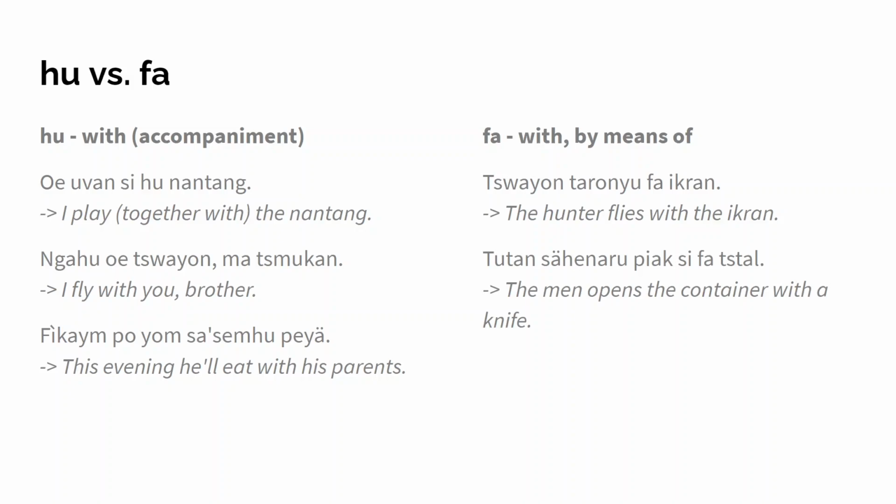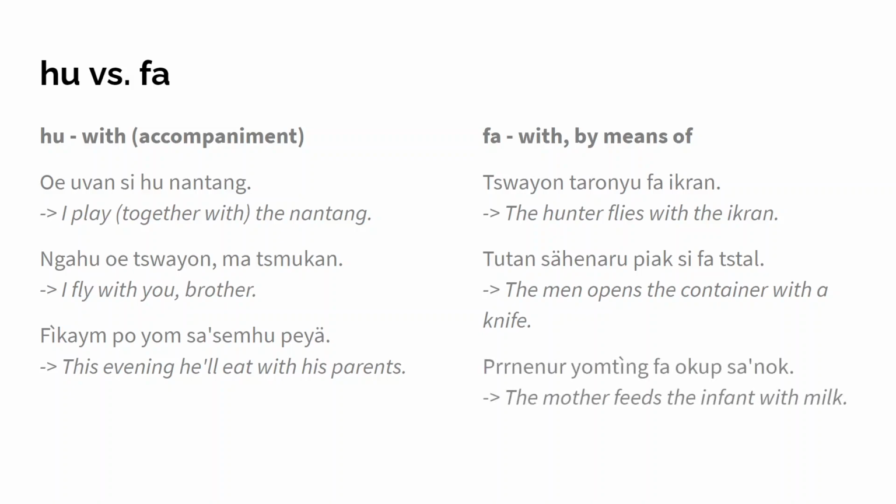Tutan sehenaru beaksi fatstal. The man opens the container with a knife. So fatstal, with a knife, by means of a knife. He doesn't open it together with a knife, like it's not like there's a big knife standing next to him and together they try to get it open. No, he opens it by means of the knife, with the help of the knife. And last one, Sngä'iyu yomtìng fa okup satnok. The mother feeds the infant with milk, so with help of milk.